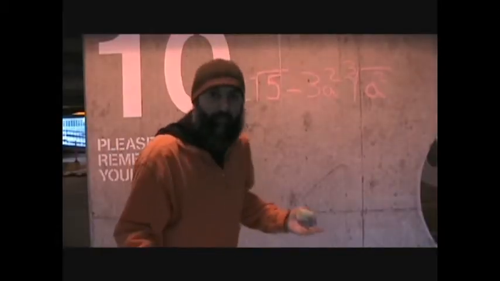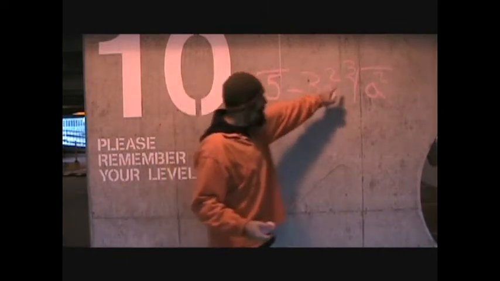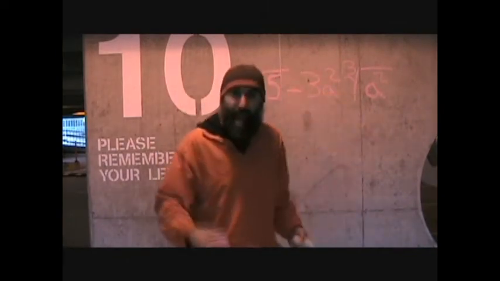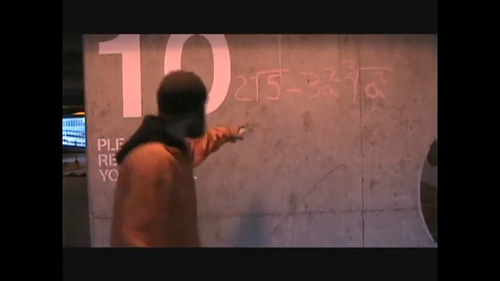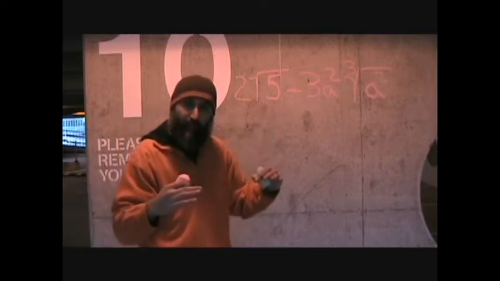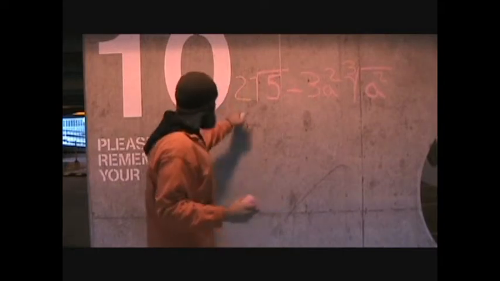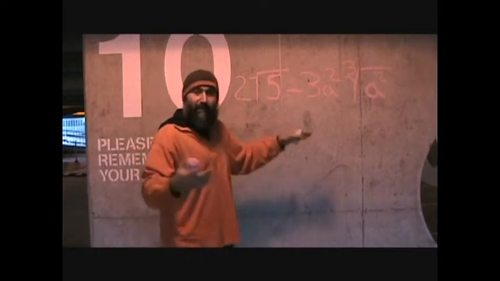We came up with our problem. We want it to be 2 square root of 5 minus 3a squared cube root of a squared, right? So that's our first level. Please remember your level. What we're going to do is take this number and expand it one more level lower, to a level where the number 2 appears like we talked about before.